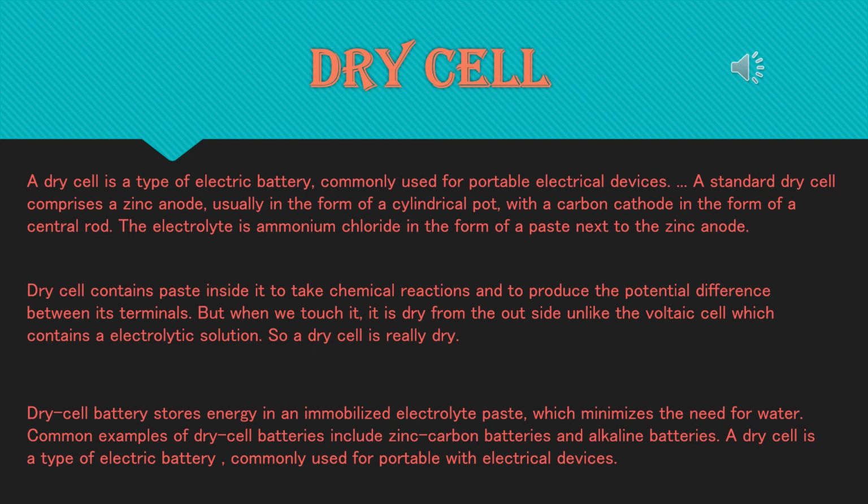A dry cell battery stores energy in an immobilized electrolyte, that means paste, that means it cannot move, which minimizes the need for water. Common examples of dry cell batteries include zinc carbon batteries and alkaline batteries. So mainly the torch battery is actually a zinc carbon battery. A dry cell is a type of electric battery commonly used for portable electrical devices.